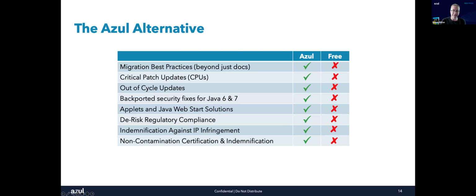Now, when I say better, what I mean by that is we do still support JDK6 and JDK7. Oracle have stopped support for that. No other distribution provides support for that other than Azure. So that means you can still continue to use those very old versions of Java if you've got applications running on those that you don't want to move, or you're not in a position to move to newer versions of Java.